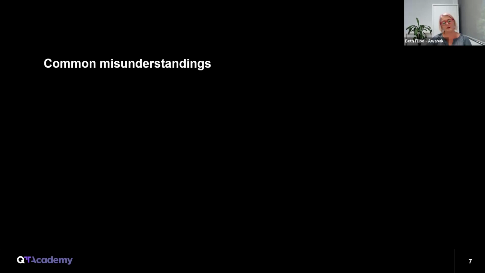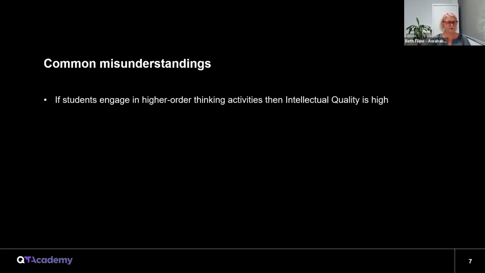Before we look at some specific examples from different subject areas, let's address some common misconceptions about higher order thinking. The first one is that if students engage in higher order thinking activities, then intellectual quality is high. Higher order thinking isn't synonymous with intellectual quality, but rather an opportunity for students to manipulate information that can further transform its meaning. If an activity involves higher order thinking busy work or is not connected to the deep knowledge of the lesson, then intellectual quality might not be enhanced.